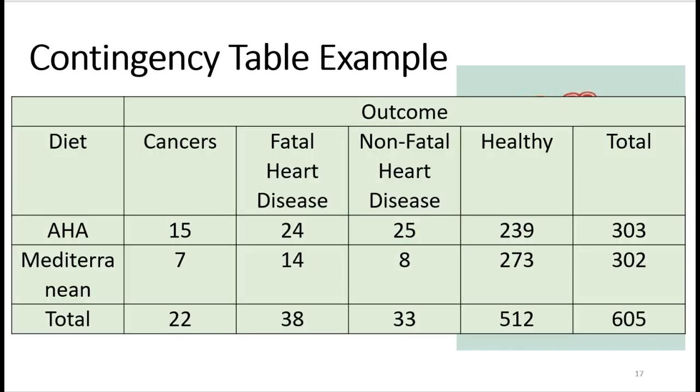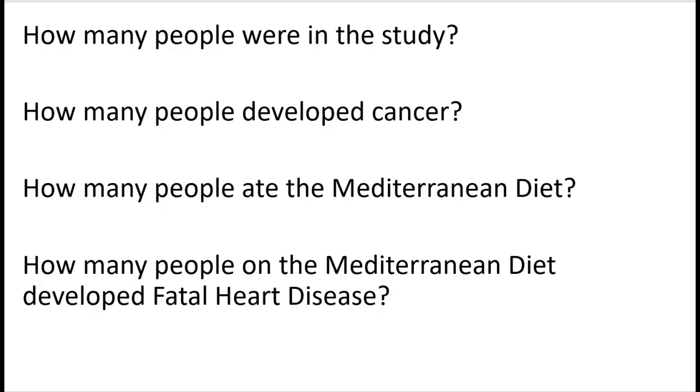We can answer different questions using this table, such as, how many people were in the study? How many people developed cancer? How many people ate the Mediterranean diet? And how many people on that Mediterranean diet developed fatal heart disease? So let's look at each of these.